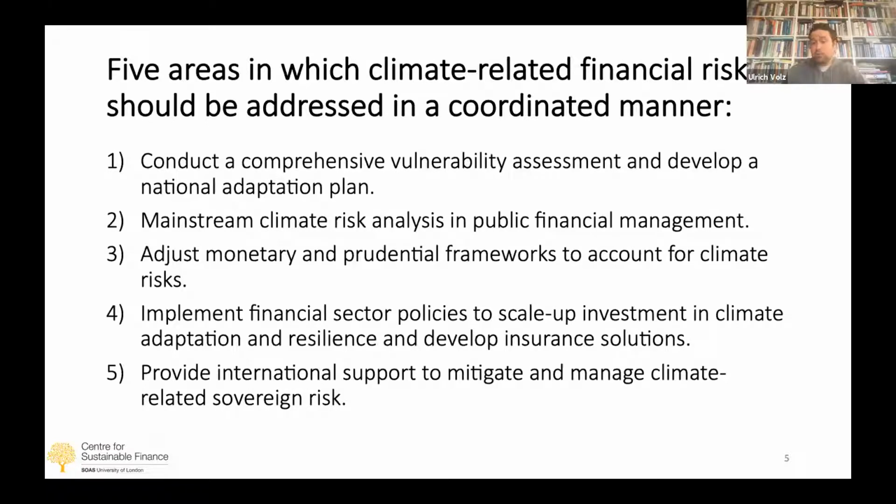And so in a nutshell, the argument is there is a very strong macro financial case for investing in resilience, and this is one of the co-benefits in this triple dividend concept. Let me stop here and thank you.